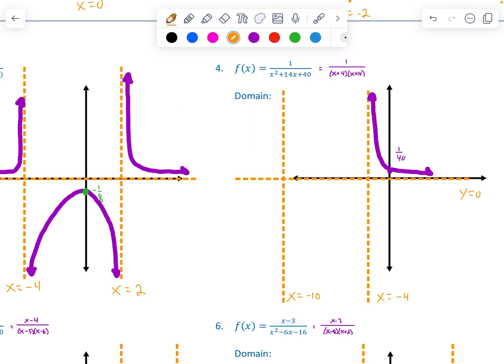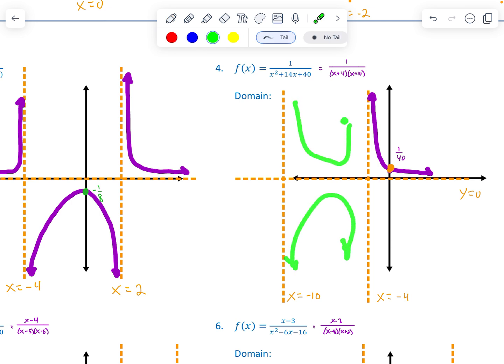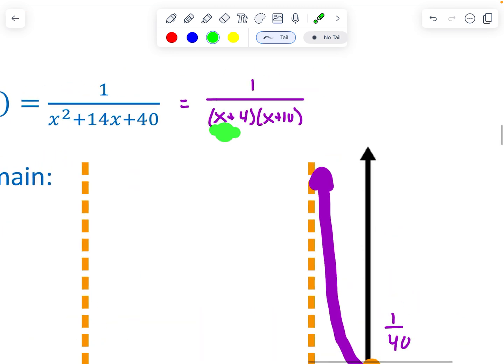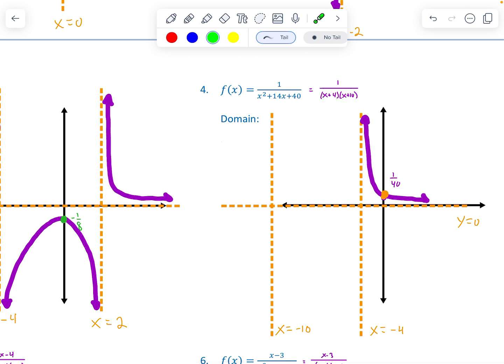And then we got to find the middle part. Again, it doesn't cross the x-axis, so it's either an upside down U or a right side up U shape. So pick a number on this side of -4 or on this side of -10. I'll do -4.1. -4.1 will give me a negative here and a positive there, so it's negative overall. So now we know it goes down as it approaches -4.